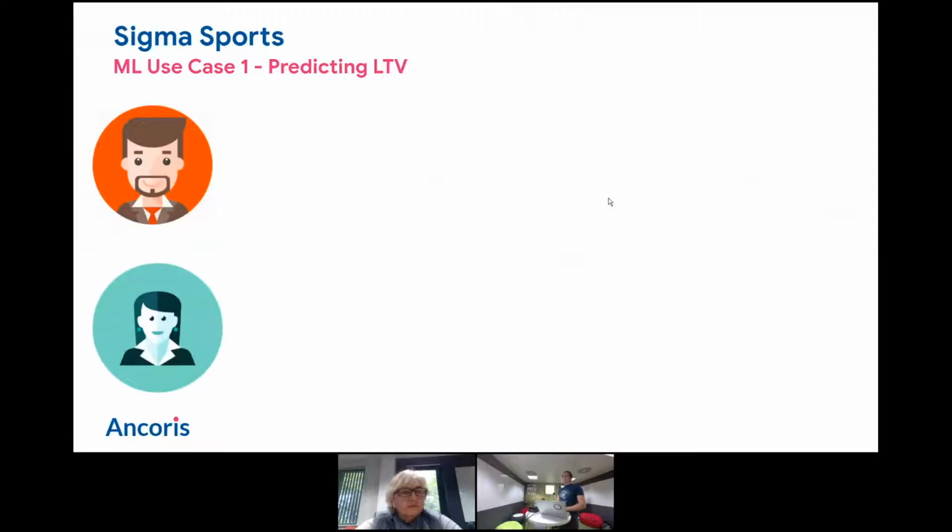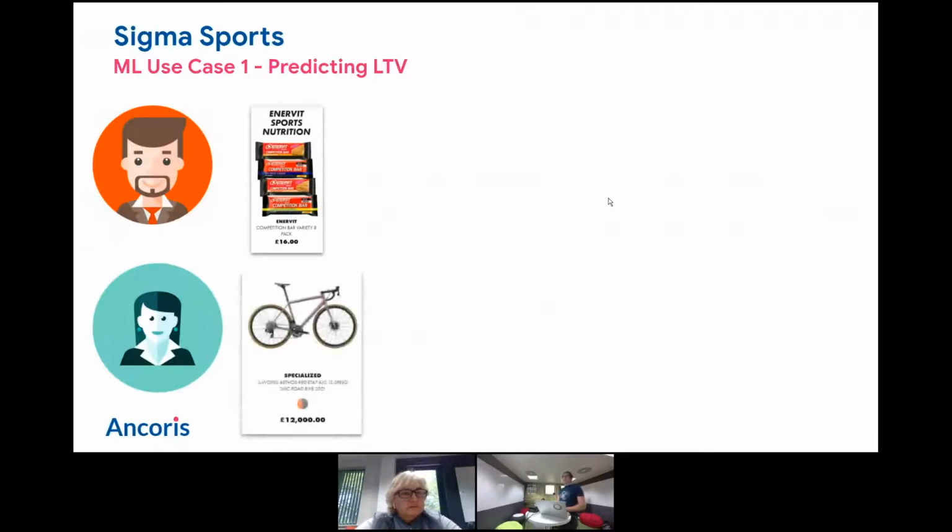Okay, so the first one I wanted to just touch on is the ML use case for predicting LTV, so lifetime value. So if you imagine here, I've got two customers, say Bob at the top, Jane at the bottom. Now Bob, in his first month's activity with Sigma, he buys some energy bars for £16, and Jane buys quite an expensive bike, so a £12,000 Specialized bike.